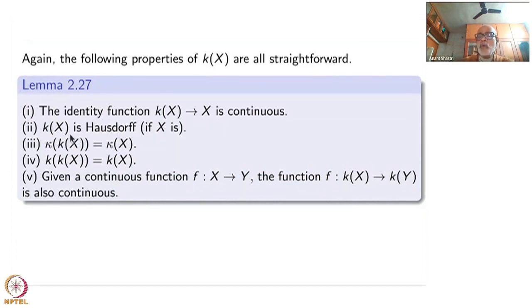If you take compact subsets of this new topological space KX, they are not changed. Kappa of KX is the same thing as kappa of X. This comes as a pleasant surprise, because if there are more open sets, there is a danger that the topology may have such a property that some compact set may not be compact in the new topology. But here nothing is happening. That is the good thing about it.